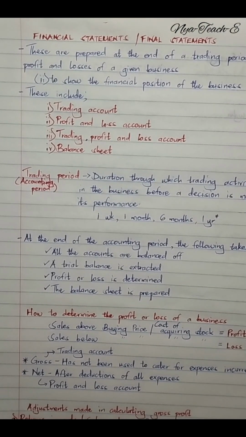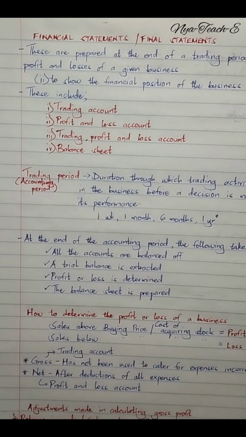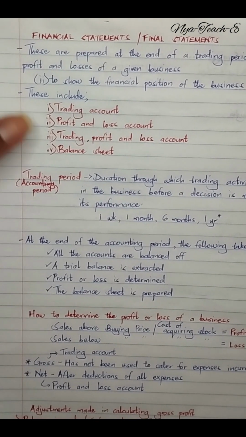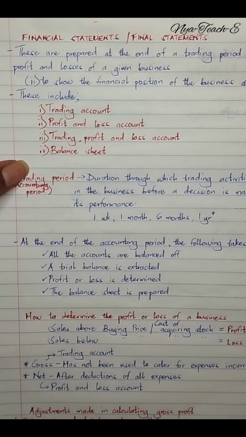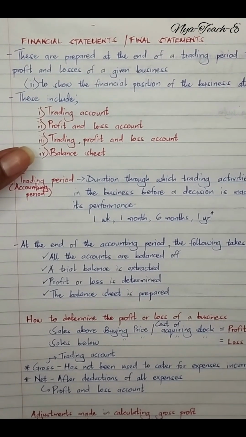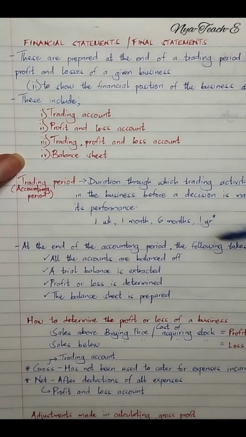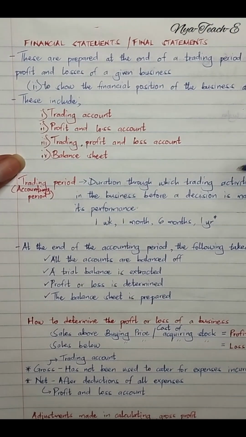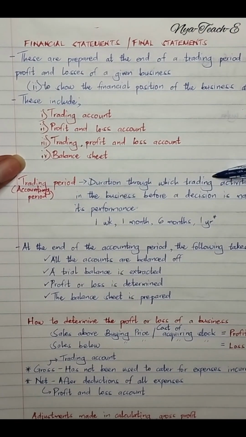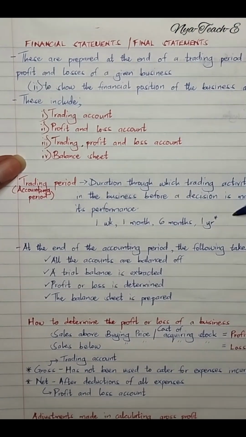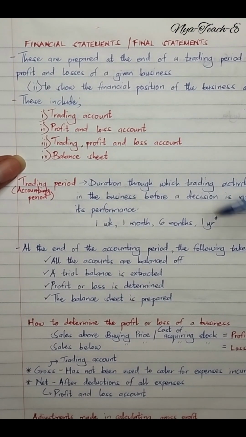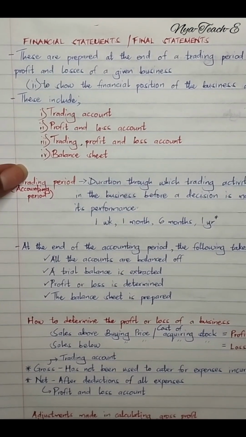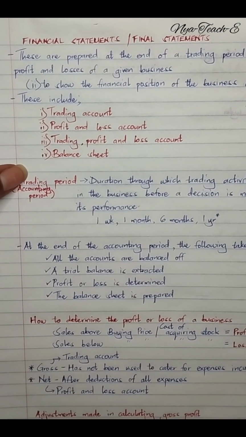What is a trading period? This trading period is also referred to as an accounting period. This is the duration through which trading activities are carried out in a business before a decision is made to determine how this business is performing, whether the business is making profits or incurring losses. And this period can be as short as 1 week, 1 month, or even 6 months or a year. Most businesses regard 1 year as a trading period, most of them.